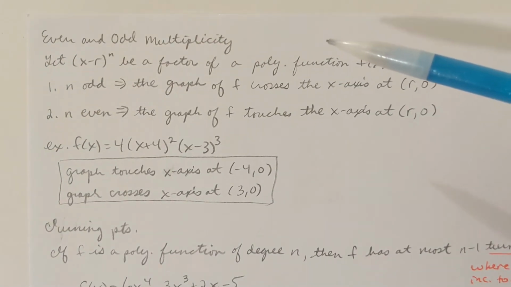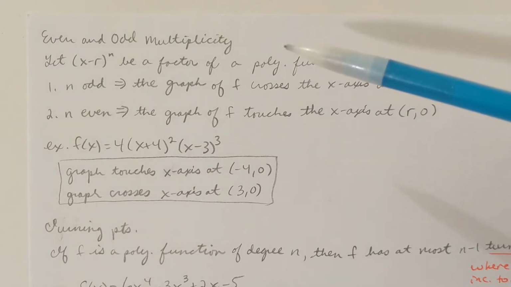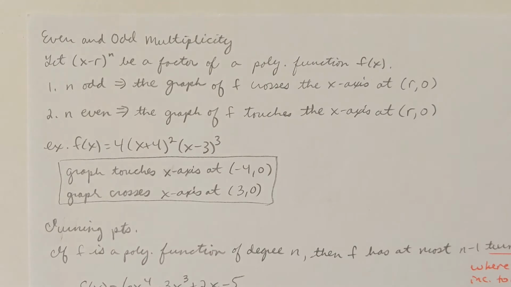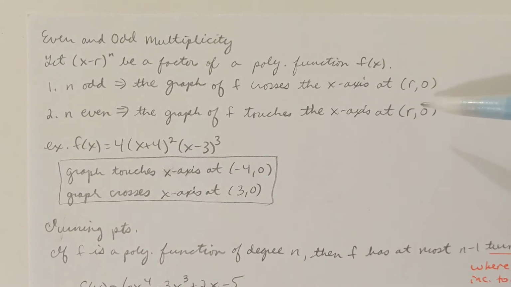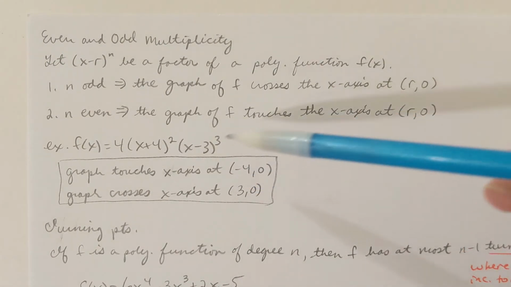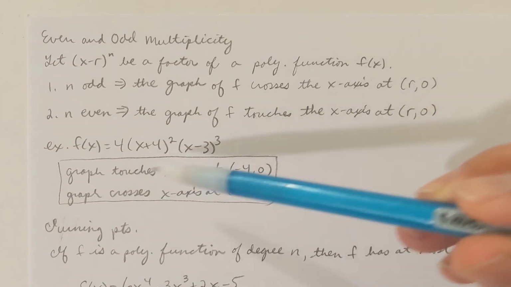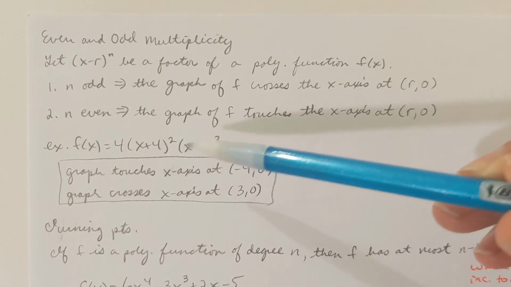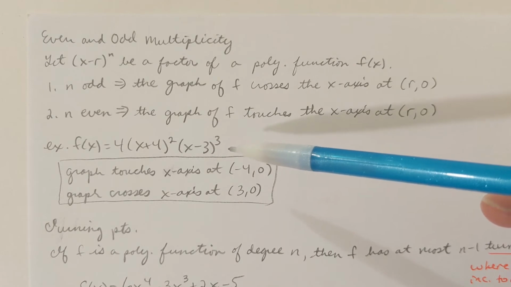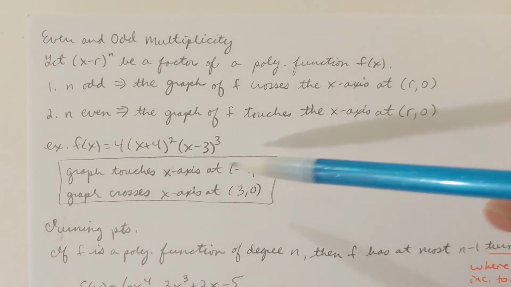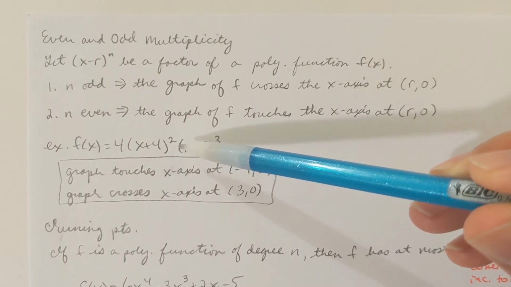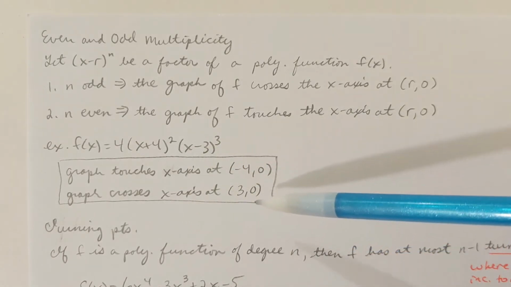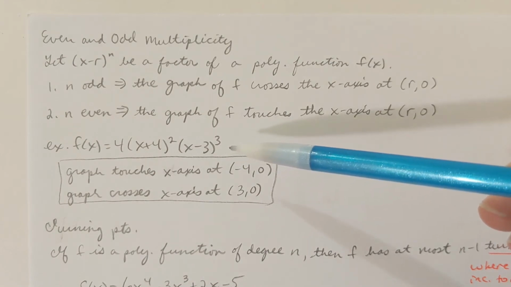The next thing is even and odd multiplicity. Let x minus r to the n be a factor of a polynomial f of x. If n is odd, then the graph of f crosses the x-axis at the point (r, 0), and if n is even, then the graph of f touches the x-axis at the point (r, 0). So here's an example. This is a polynomial, by the way. Of course, it's been factored for me, but if I were to expand this out, I would have something that has 5 terms to it. This graph touches the x-axis at (-4, 0) because the power is 2, and it crosses the x-axis at (3, 0), since I've got an odd degree power.